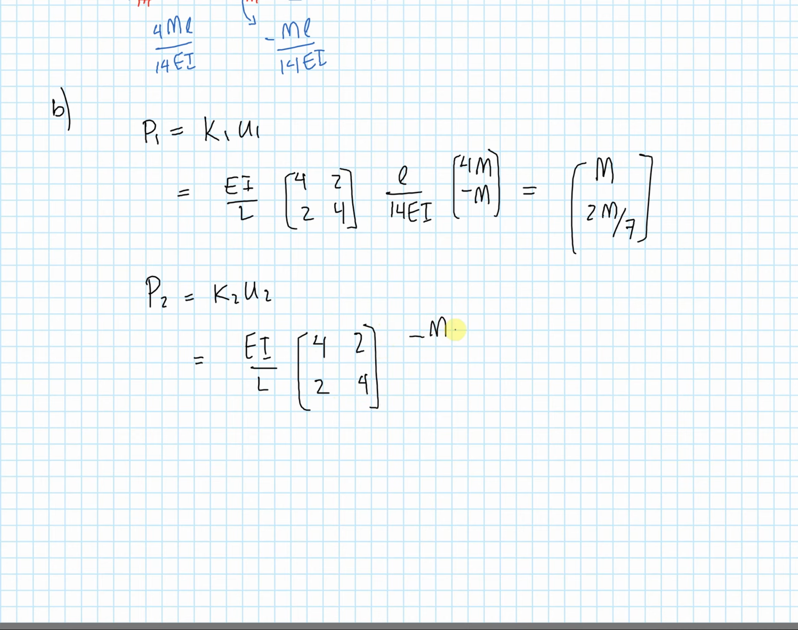And I got minus ML over 14 EI, and I got a 0. That's the fixed end. Okay, so what does this give us? We get 2 over 7m, and minus 1 over 7m.